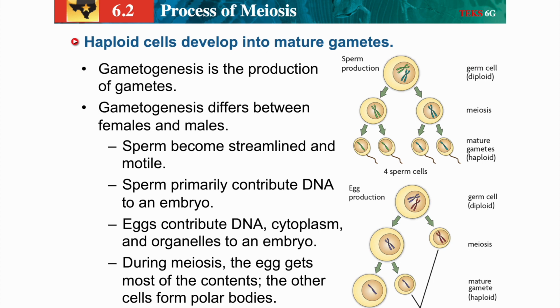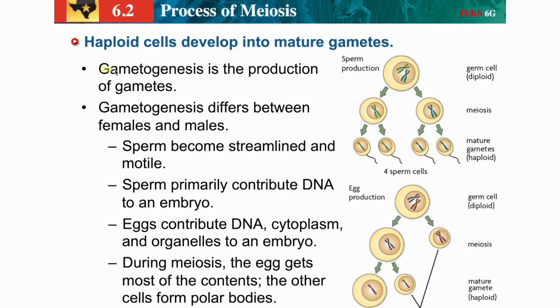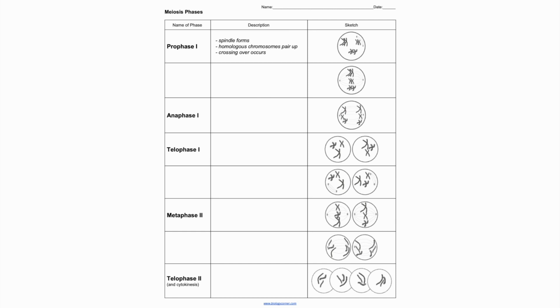All right, haploid cells develop into mature gametes. And here's a new word. We already know what gametes are, but this term right here, gametogenesis, is the production of gametes. All this stuff, if you're interested, you can read it, but as far as a test, you're not really going to be expected to know about it to this extent.